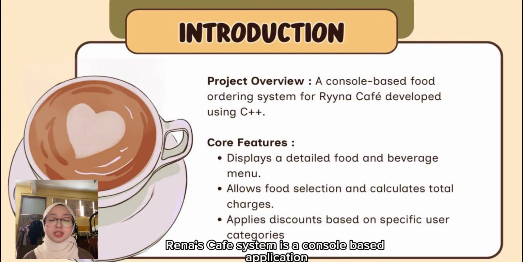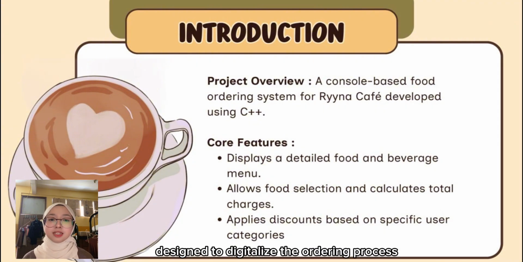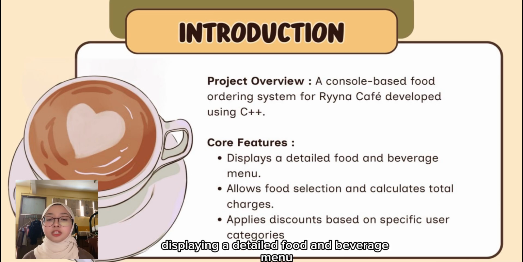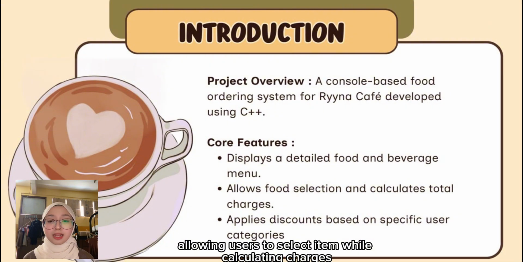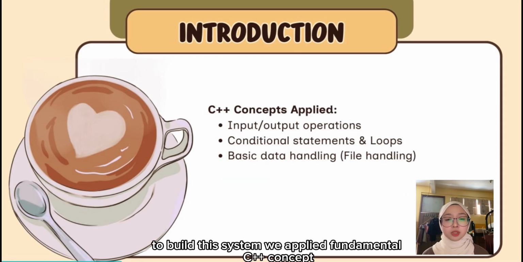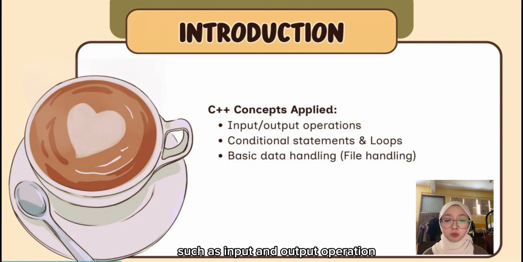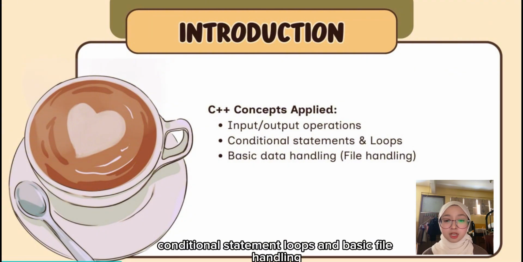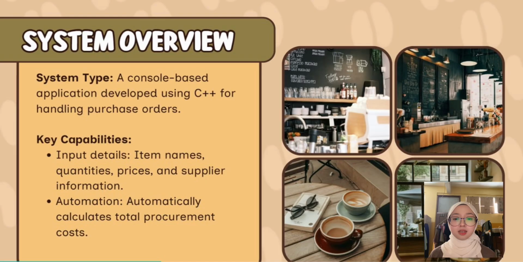Rina's Cafe System is a console-based application designed to digitalize the ordering process. The core features include displaying a detailed food and beverage menu, allowing users to select items while calculating charges and automatically applying multi-type discounts based on customer categories. To build the system, we applied fundamental C++ concepts such as input and output operations, conditional statements, loops, and basic file handling. Next, we're moving on to the system overview.